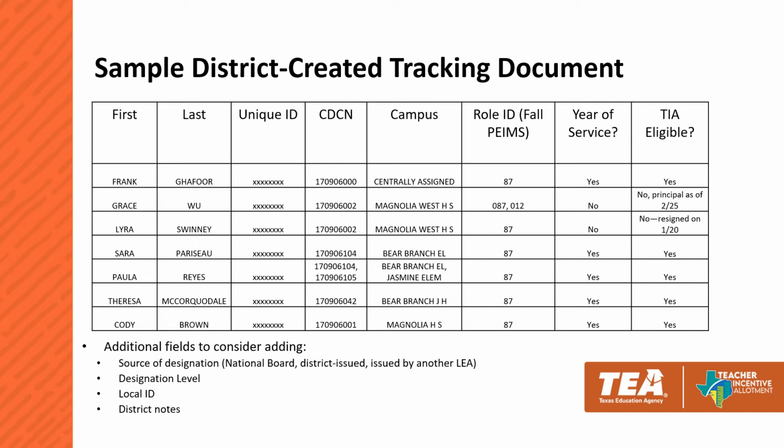So in this example we have a couple of teachers who are not allotment eligible. Grace is a principal teacher split. She did not complete the year of service, and so the district is making a note here that she is not eligible for TIA, that she was a principal as of class roster. Lyra is also not eligible. She resigned on January 20th, so both of these teachers should not appear on the allotment report. So this is kind of the pre-work that districts can do, so when they go in and view their allotment data, they can determine if it's accurate.